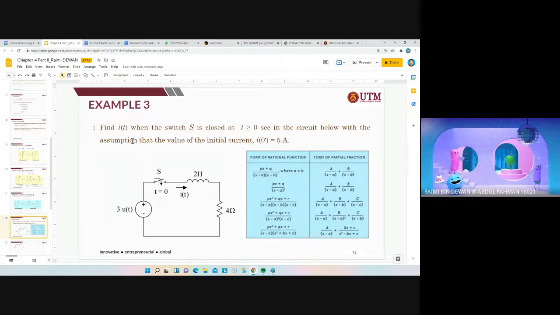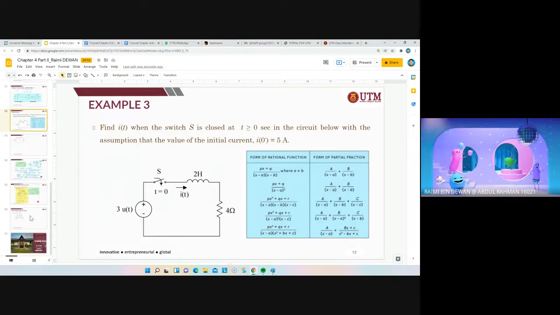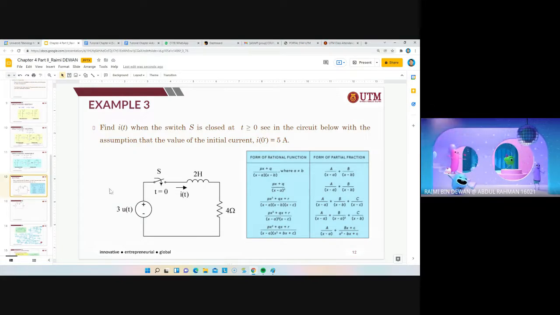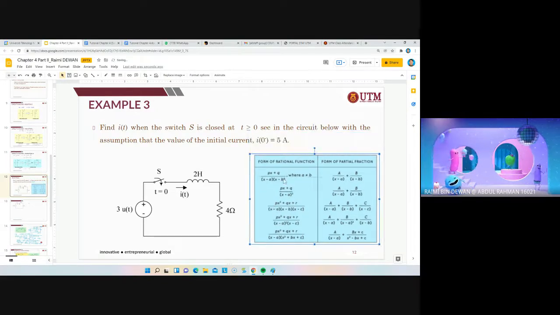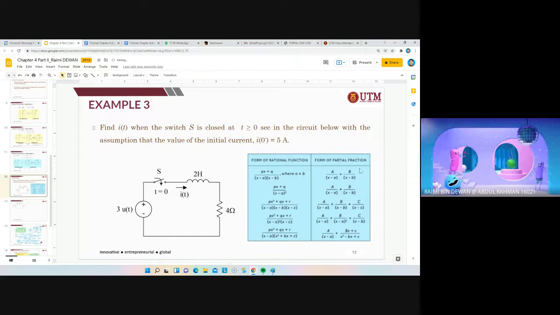Okay, find it when the switch is closed at t greater than 0. I want to see whether I have time or not. Okay, I think I have time. This one I take from Google. You guys can put it in your own slides, depending on you. I'm not sure you guys know partial fractions, that's why I put this in my slide. But you didn't have this because I just put it.